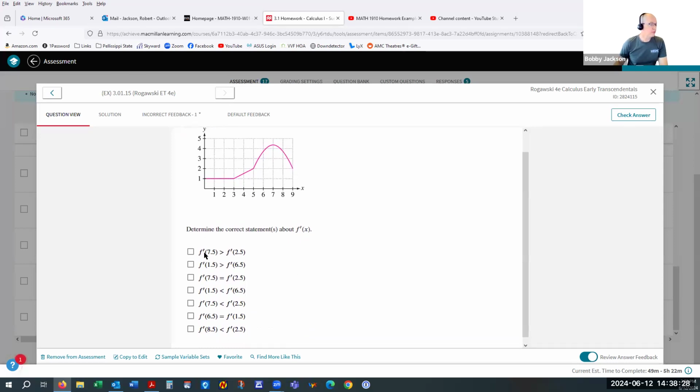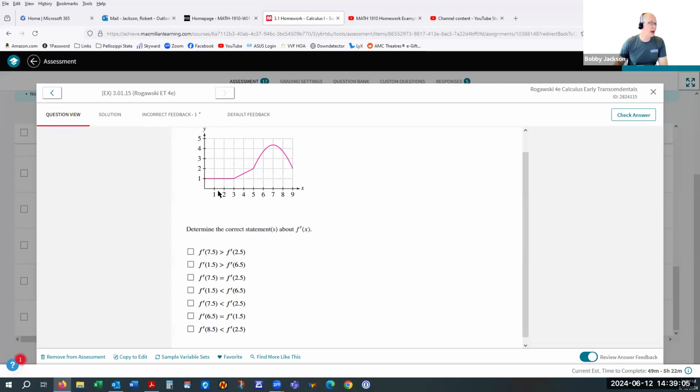f prime of 7.5 is greater than f prime of 2.5. Well, what is f prime of 7.5? 7.5 is between 7 and 9. We know the slope of the tangent line is negative, therefore the derivative is negative. f prime of 2.5, well, 2.5 is between 0 and 3, so the derivative is 0 because the tangent line is just a horizontal line with a slope of 0. So f prime of 7.5 is negative, f prime of 2.5 is 0. Is a negative number greater than 0? No, we're not going to check that first statement.